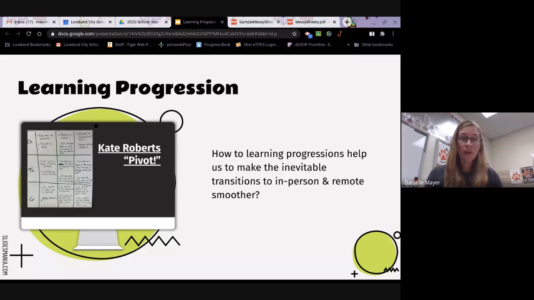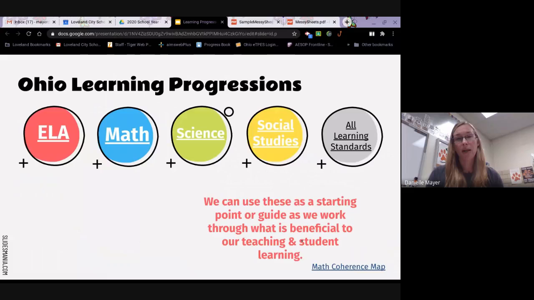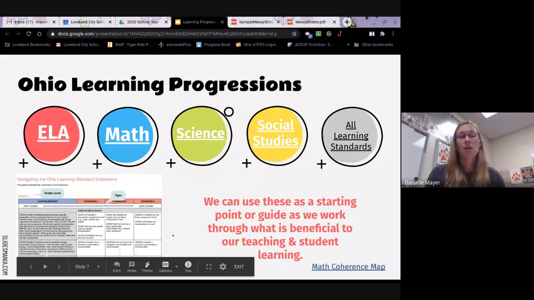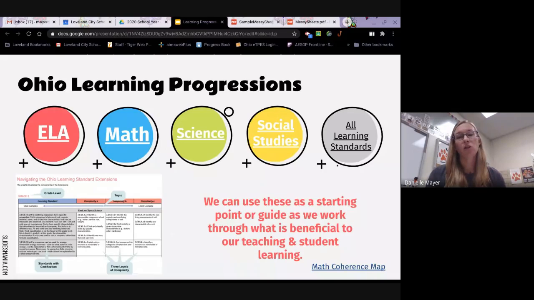So now we're going to look at our Ohio standards. I linked in here our ELA, math, science, social studies, and then the additional learning standards. And in Ohio, they have a progression. They've made these great learning continuum progressions. And at first thought, I thought, wow, this is so great. It's going to make everything so much easier. It's going to be great.